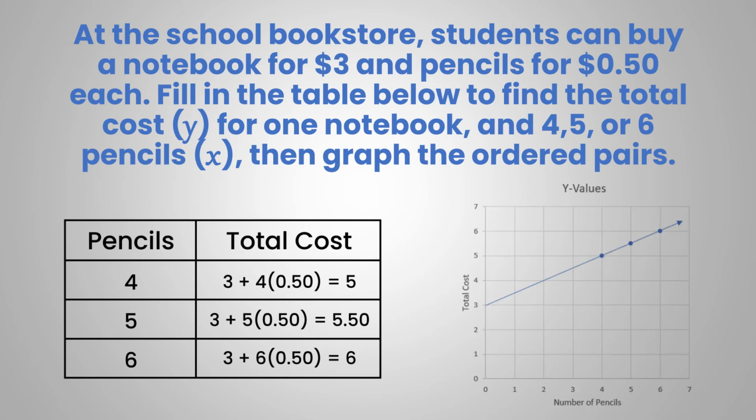Now I need to graph the ordered pairs. The ordered pairs are 4, 5, 5, 5.5, and 6, 6. On the coordinate plane, they will look like the graph to the right. A point at 4, 5, a point at 5, 5.5, and a point at 6, 6.